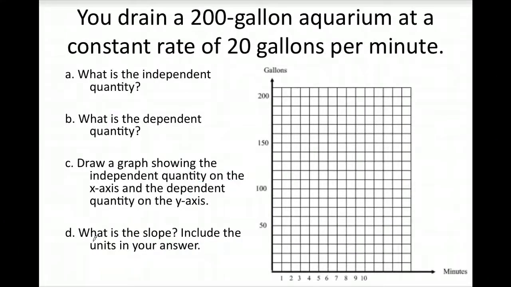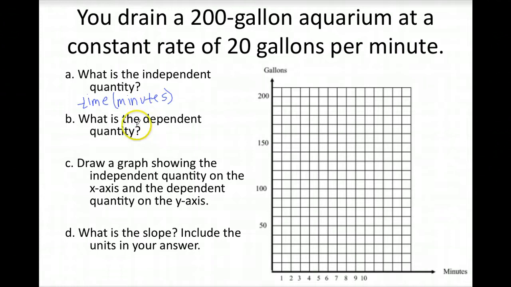Now we're going to step that up to some word problems. So we're told you drain a 200-gallon aquarium at a constant rate of 20 gallons per minute. Once again here, we're going to identify the independent quantity and our dependent quantity. So here, our independent quantity is going to be our time, which more specifically for this example is going to be the minutes. Now, one thing to keep in mind, time is independent of any event. So when you have time as a quantity or as a variable, that is going to be your independent quantity.